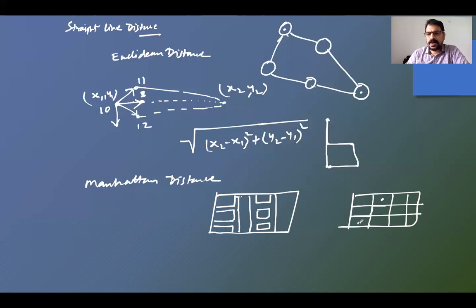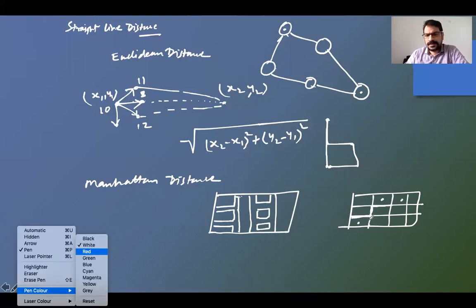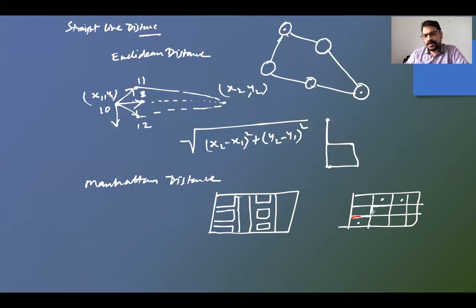Or let's say I want to move from that particular point to this particular point. So I can go from here to here, from here to here, from here to here. I'll just choose. So in that way, I can reach my destination. So this particular distance is called Manhattan distance. Okay.